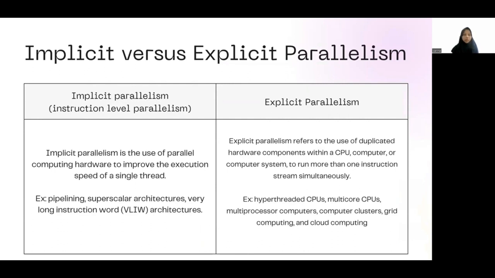Implicit and explicit parallelism. Implicit parallelism, also known as instruction-level parallelism, is the use of parallel computing hardware to improve the execution speed of a single thread. For example, pipelining, superscalar architecture, and very long instruction word architecture. Explicit parallelism refers to the use of duplicated hardware components within a CPU, computer, or computer system to run more than one instruction stream simultaneously. For example, multi-core CPUs, multiprocessors, and many more.